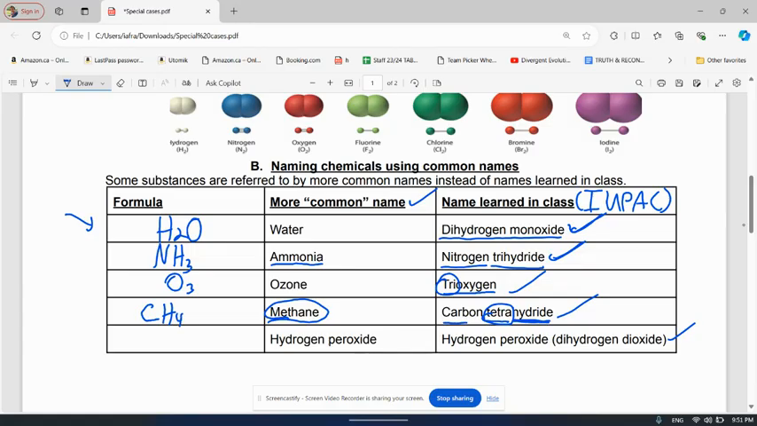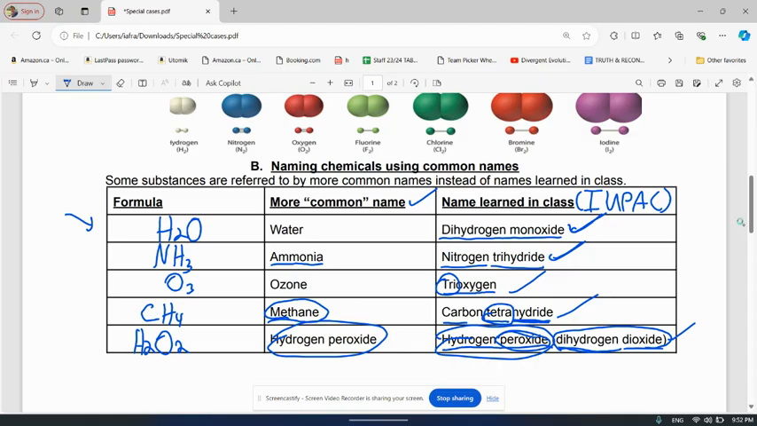Hydrogen peroxide. Its scientific name is actually hydrogen peroxide because peroxide is a polyatomic ion, but it's also a common name because you can also call this dihydrogen dioxide. This is the more specific name because peroxides are a specific type of molecule. So just know that hydrogen peroxide, even though it looks like it's two nonmetals connected to each other, we don't typically call it dihydrogen dioxide, we call it hydrogen peroxide instead.